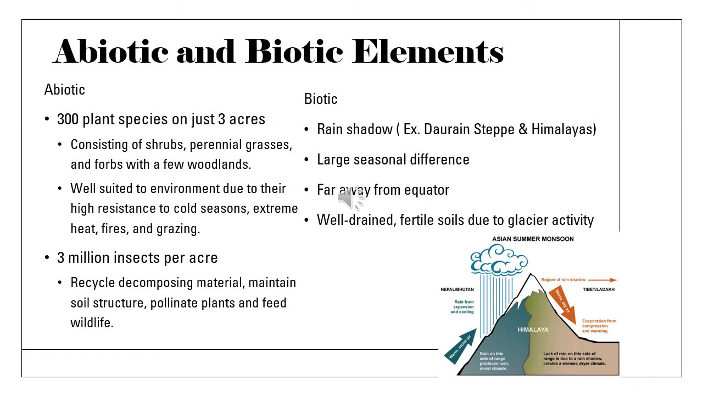The abiotic element that is commonly found throughout the biome worldwide is the presence of a rain shadow, for example, the Durian Steppe and the Himalayas. This creates dry and hot temperatures in the summer with moist, cold winters. This biome can only exist in places with a large seasonal difference, so further away from the equator. Another trend is the fertile and well-drained soils made from glacier activity.